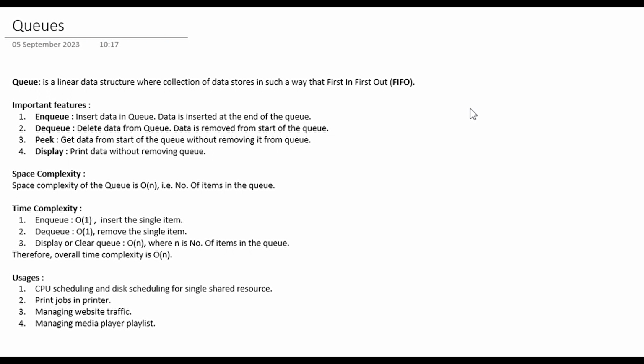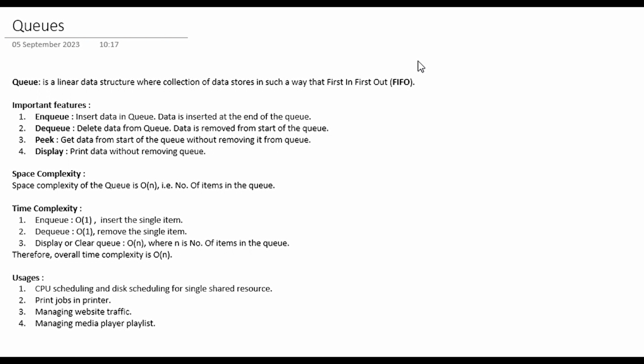So the first one is enqueue. Enqueue means insertion of the data into the queue. Data is inserted at the end of the queue. Another is dequeue, where data is deleted from the queue. Data is removed from the start of the queue. So the next one is peek. Peek means get the data from the start of the queue. That means we want to view the first item in the queue, the first data in the queue, without removing it.